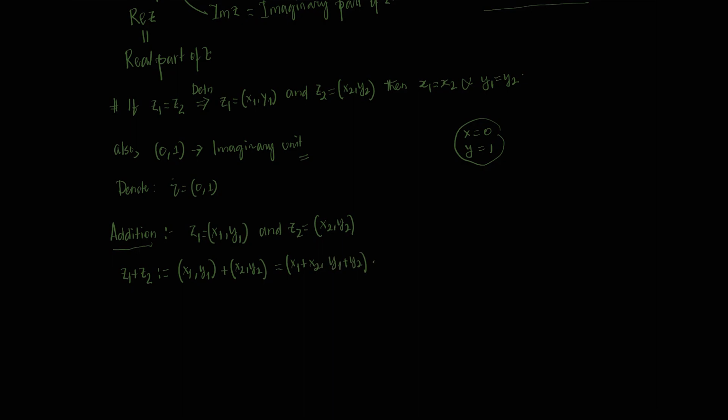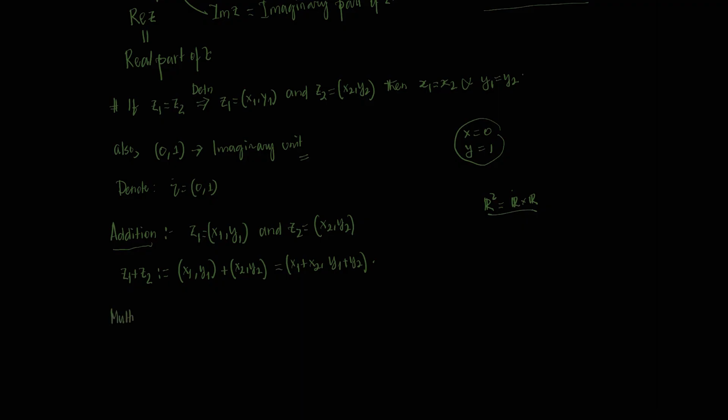This is a similar sort of definition which you do in R2 also. In R2 you have a similar set, R cross R. So essentially you take a real number, put another real number, and you define addition component-wise like this.